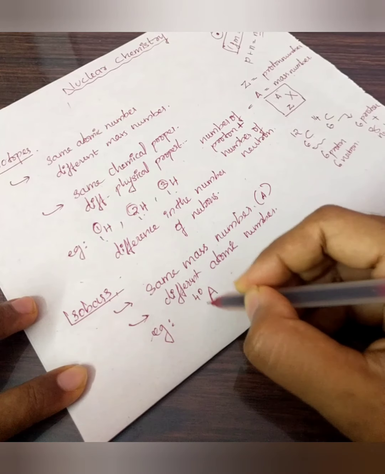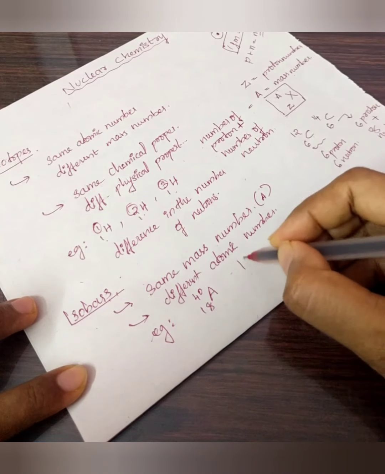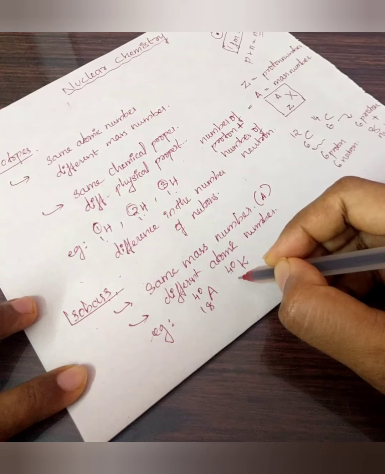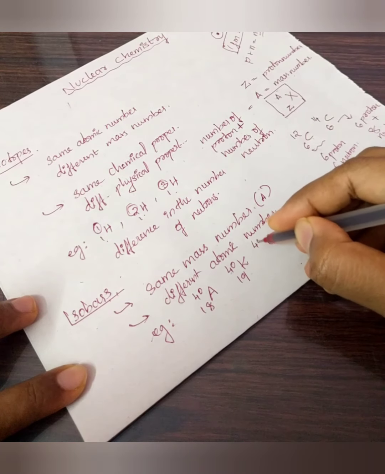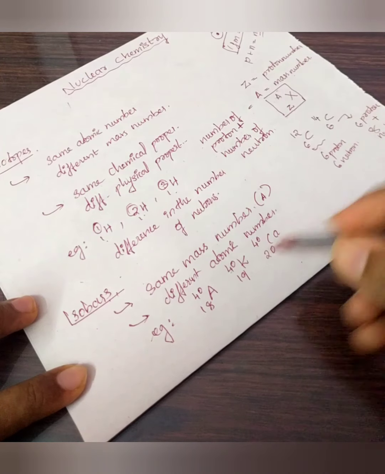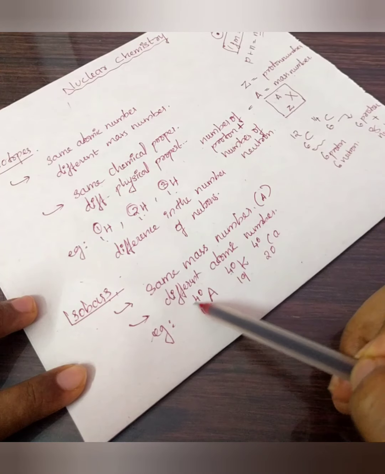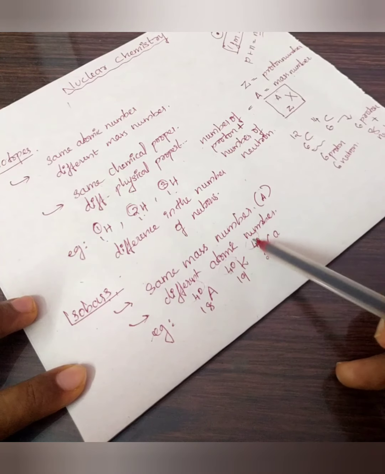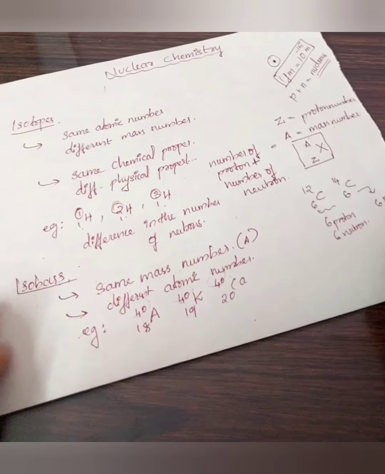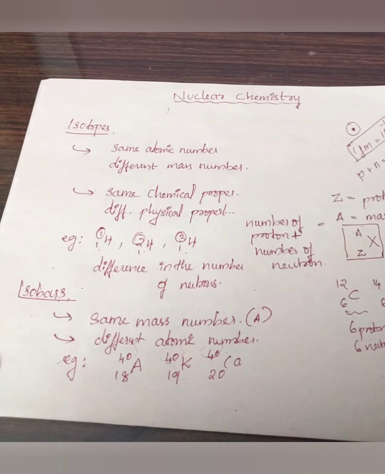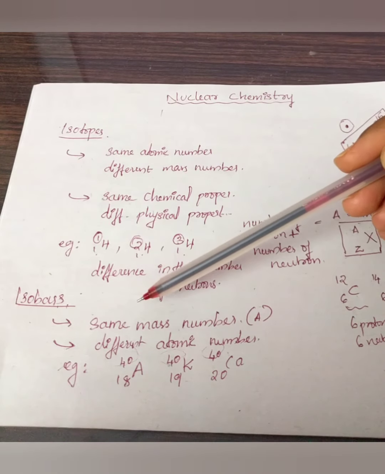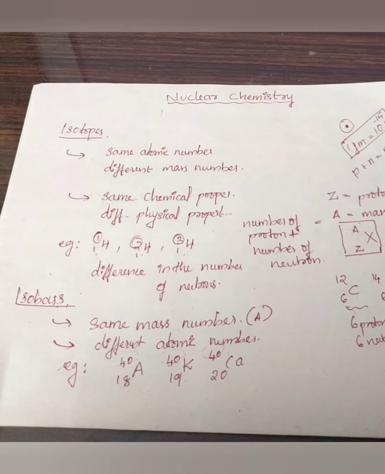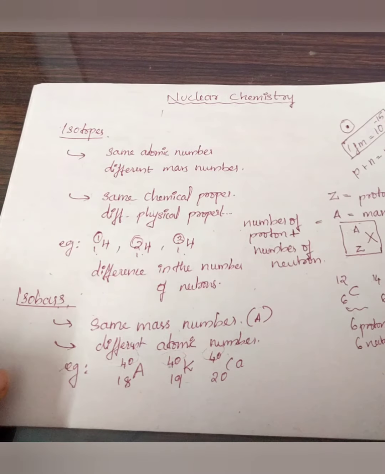argon 40 18, then potassium 40 19, then calcium 40 20. As I told, what is on the top portion is the same, here everything is 40. So this is all about our isobars. So we completed isotopes, isobars, and now what we are going to study is isotones. Isotones is an entirely different category.